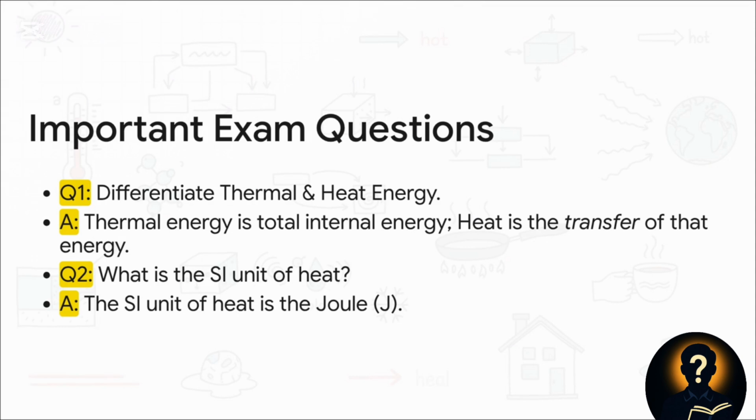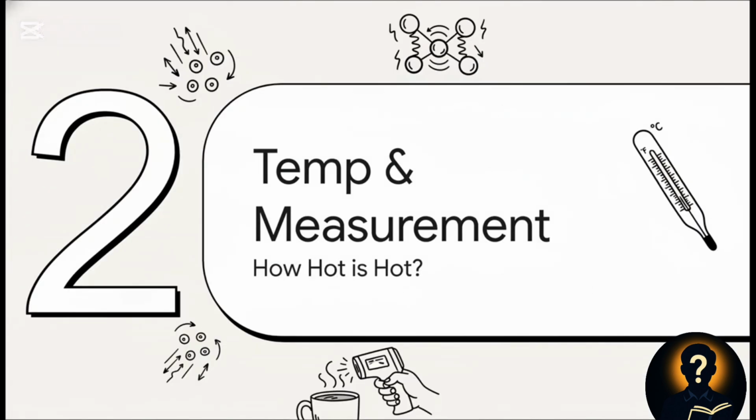All right, time for some important exam questions. Get your notebooks ready. First question, differentiate between thermal energy and heat energy. Your answer should be simple. Thermal energy is the total energy inside a body. Heat is the transfer of that energy. Got it? Okay, second question. What is the SI unit of heat? The answer is the joule, spelled J-O-U-L-E. Don't mix that up.